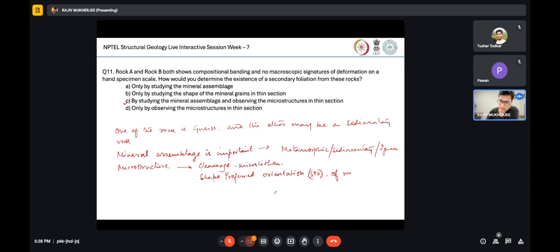And of course, if the rock is overall deformed, you will find the shape preferred orientation, that is, elongated grains oriented in a particular direction. And if you find the shape preferred orientation, SPO, of mineral grains, then you can identify the trend of the deformation, that is, how the foliation planes are oriented in the sample.